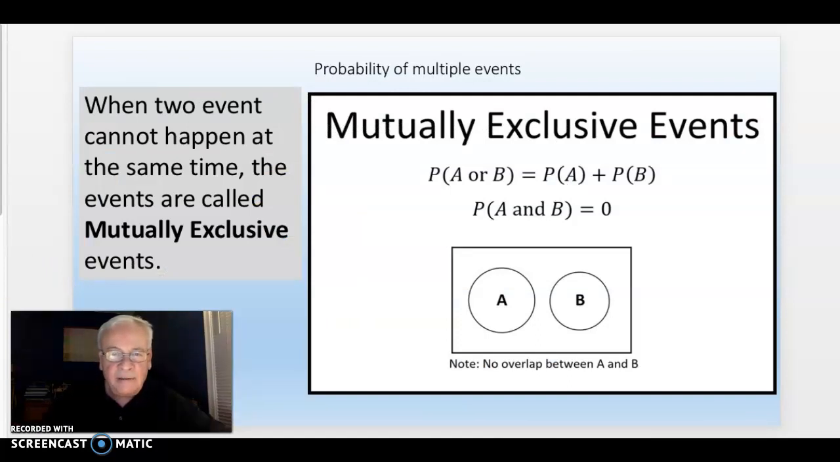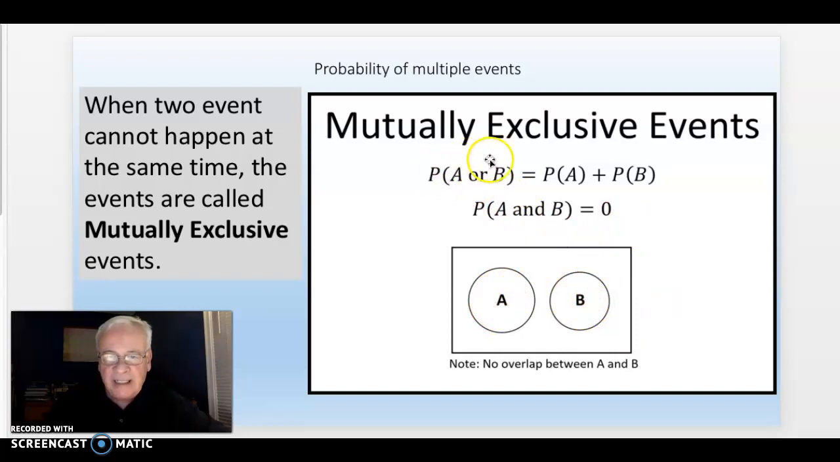The next kind of multiple event is called mutually exclusive. When two events cannot happen at the same time, they're called mutually exclusive. Okay, there's a formula for them. It's a little different. Because here we're talking about either or of them happening. Right? Two events, not both of them happening, because we're saying they're mutually exclusive. Both of them cannot happen. The probability that they both happen is 0. Right? There's no overlapping here.